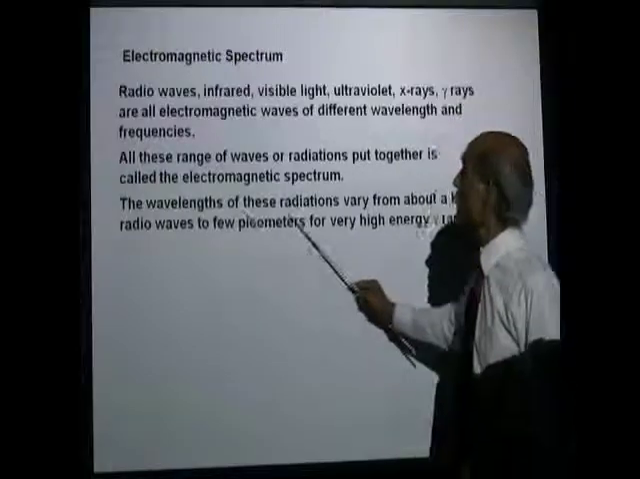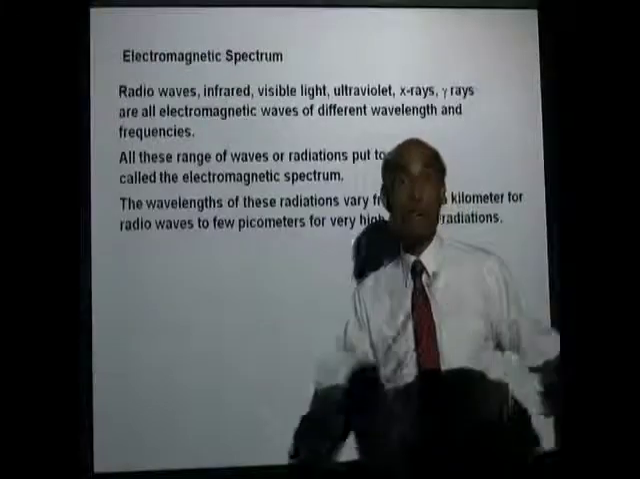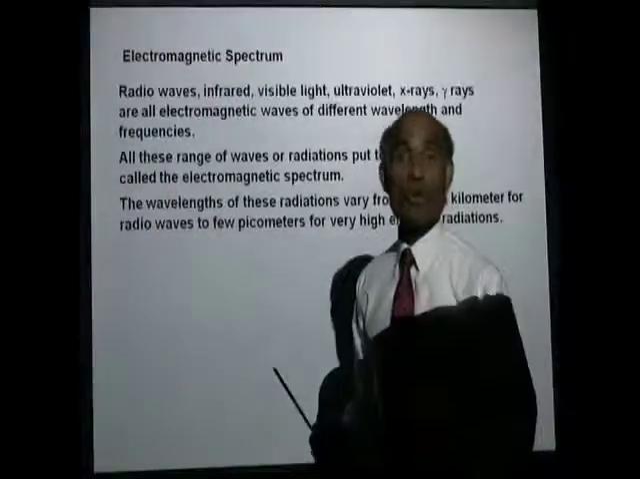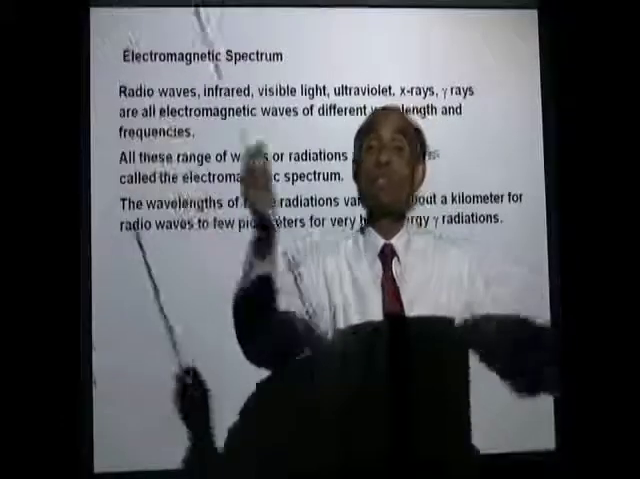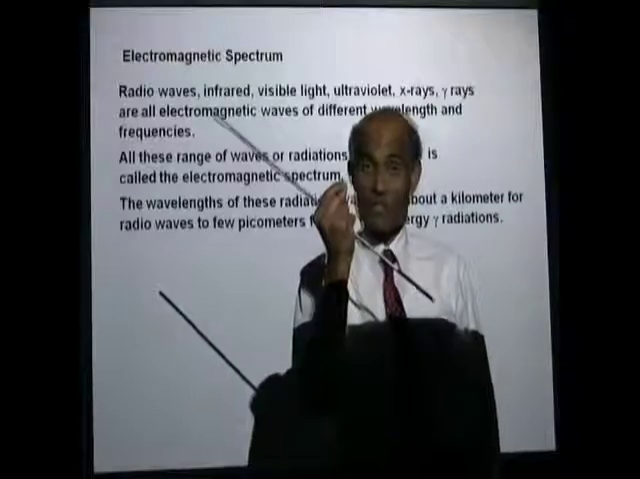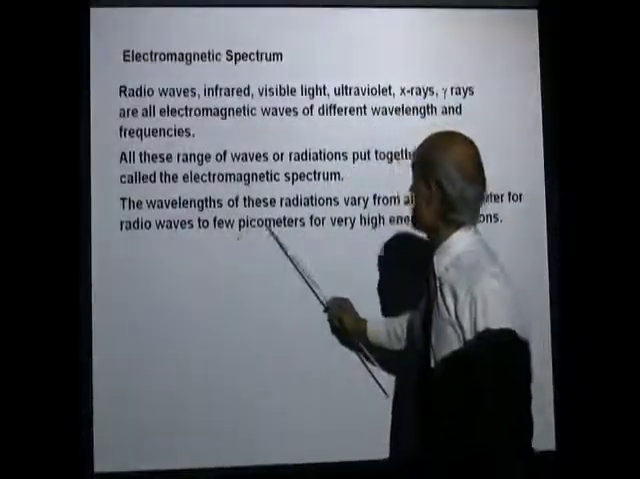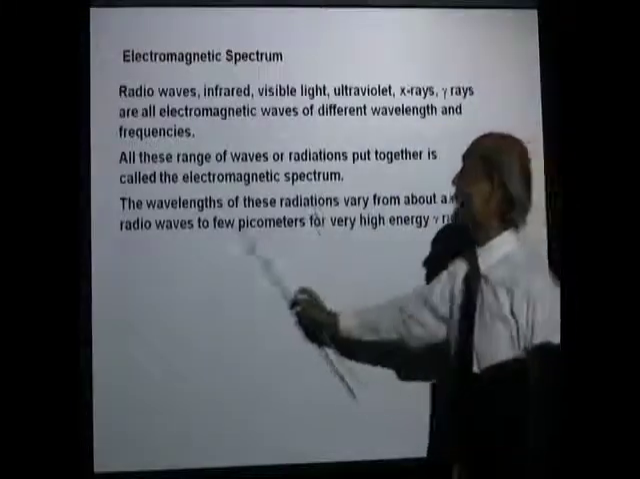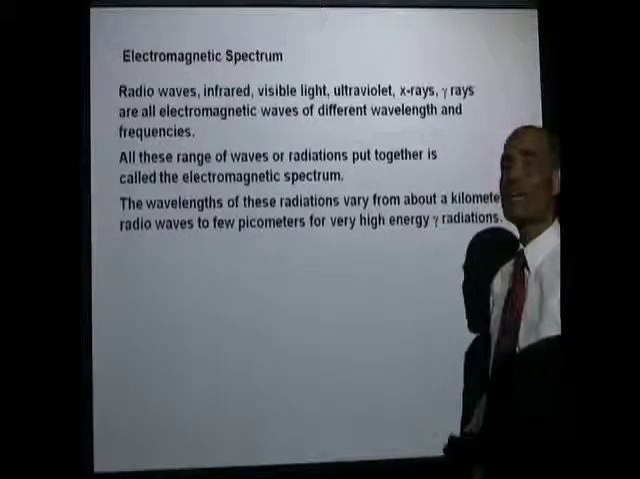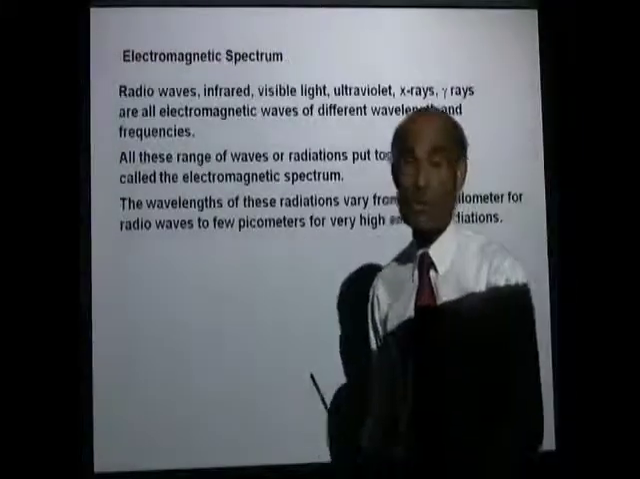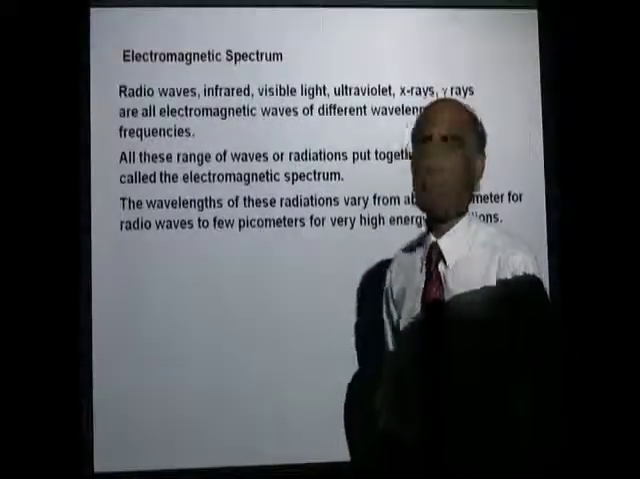The wavelengths of these radiations vary from about a kilometer for radio waves, radio waves themselves range from a few kilometers to a few millimeters, short waves and long wave radio, to a few picometers for very high energy gamma radiation. These gamma radiations are so short they can actually penetrate through you without even knowing.